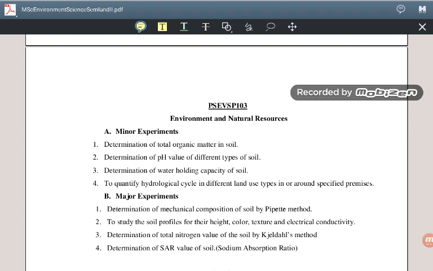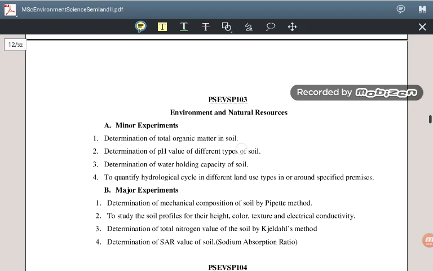Here the whole description related to soil is given. So a soil must have a particular amount of organic matter. So how to estimate the total organic matter in the soil? Next is the pH of different types of soil. So how to find out the pH of soil? If a particular soil is given to you, how are you going to perform the experiment, or how are you going to find out the pH of the soil, which we are going to discuss today.